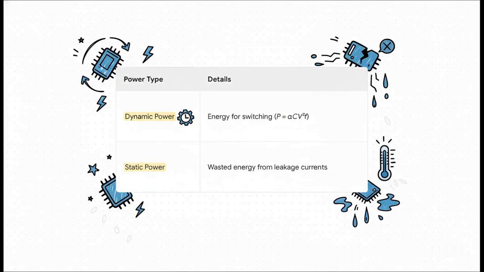And a huge part of that war is all about power. There are two kinds you have to worry about. There's dynamic power, which is the energy you use when you're actually switching the transistor on and off. But then there's static power. That's the energy you waste from those pesky leakage currents when the transistor is supposed to be doing nothing. As these things shrink, this static leakage becomes a massive problem, draining your battery and generating a ton of heat.